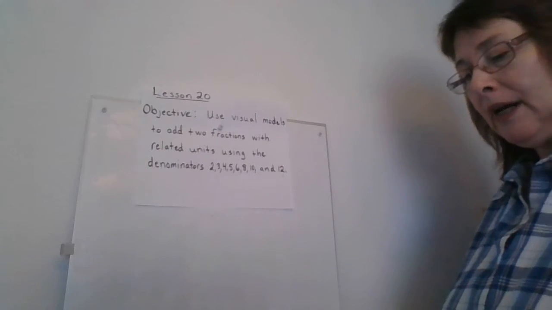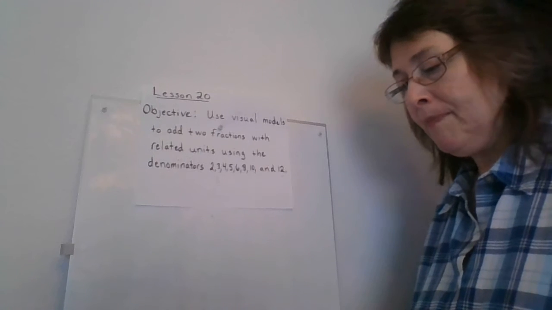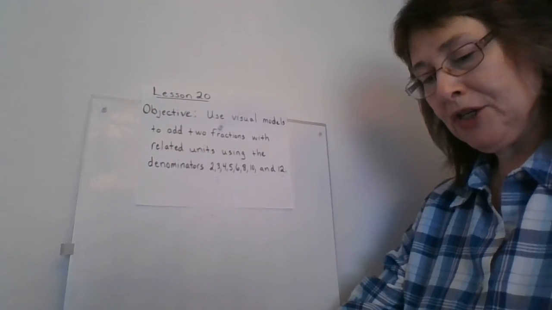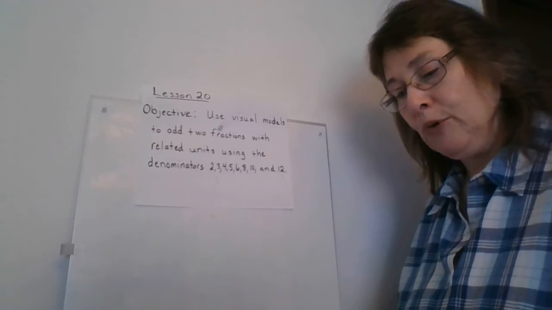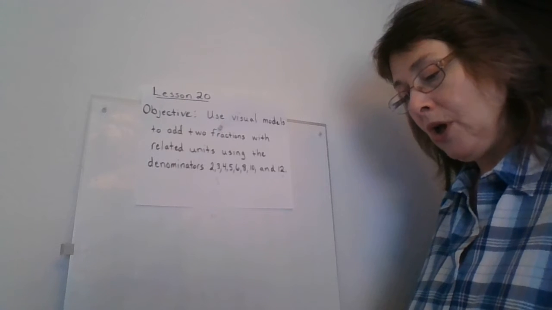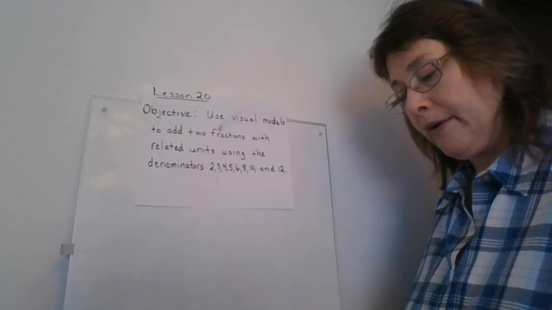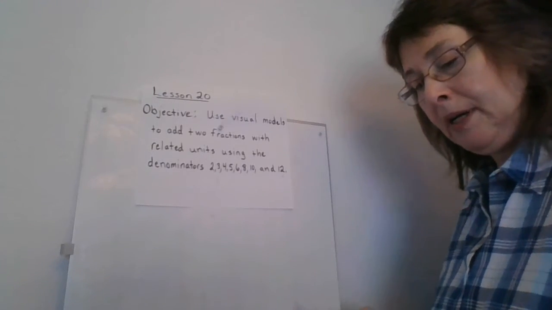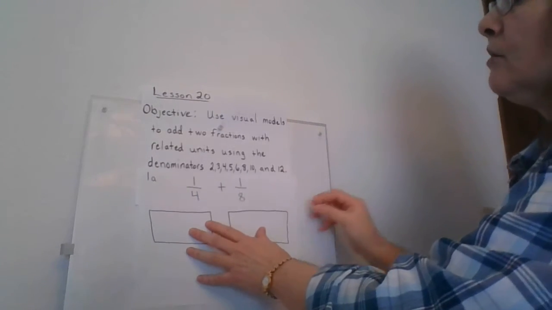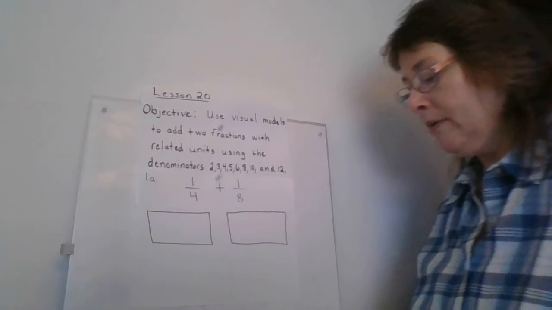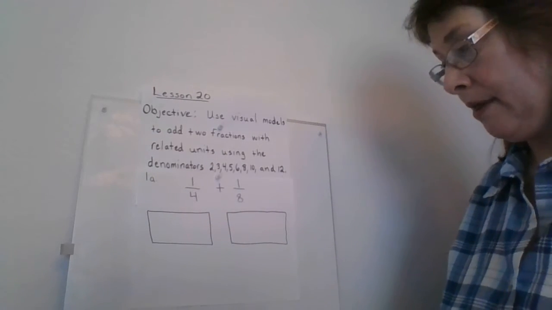So we're going to be working on our problem set Lesson 20, and we're going to begin with number 1. Our directions say use a tape diagram to represent each addend. Decompose one of the tape diagrams to make like units. And then write the complete number sentence. So question number 1 has 1/4 plus 1/8.